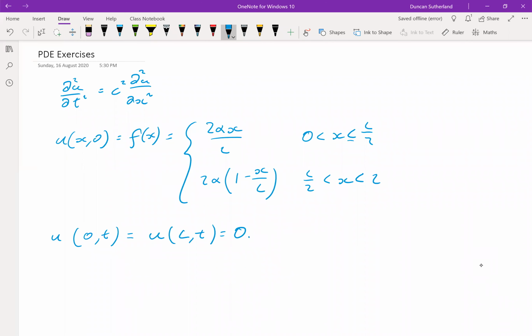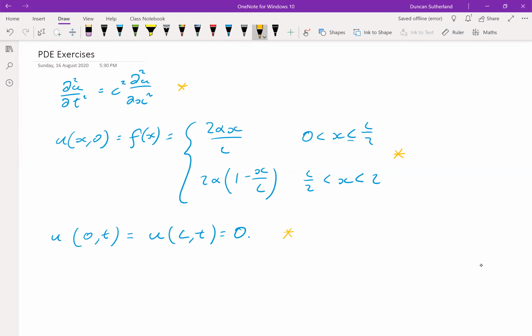All right, so we're going to look at some PDEs exercises. This is a sort of classic solve the wave equation with separation of variables type question. We're given the one-dimensional wave equation here. We're given an initial condition here, and we're given homogeneous Dirichlet boundary conditions here.